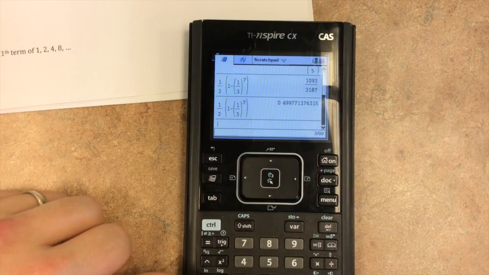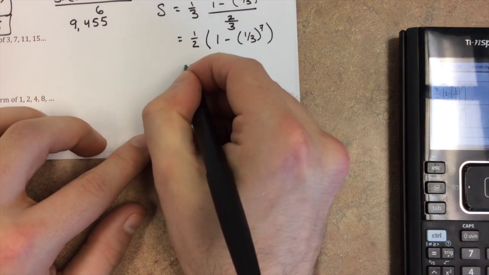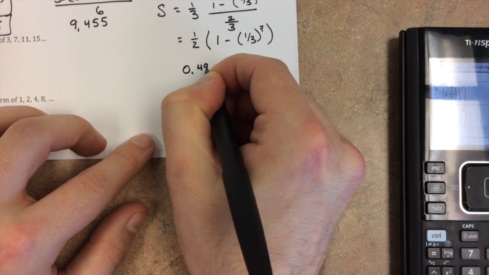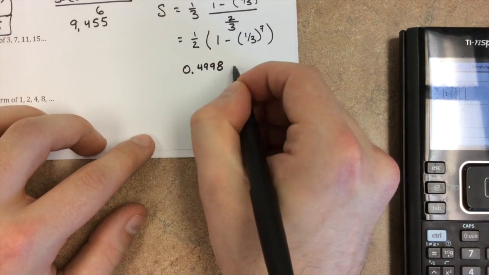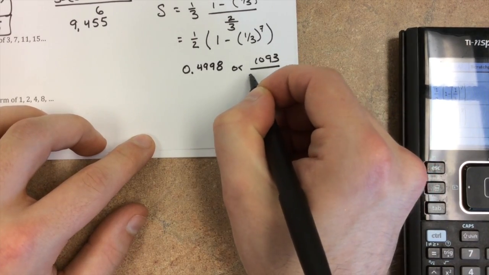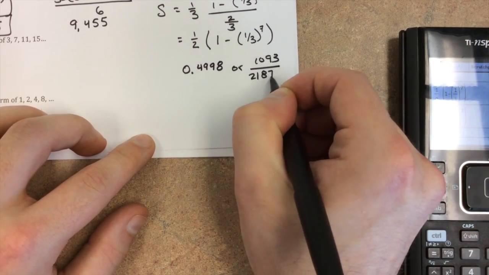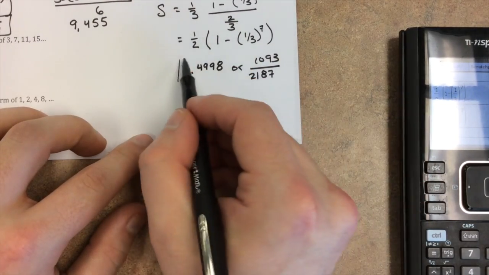And if I wanted a decimal, I can hit Control Enter and I get 0.4998 if I go to 4 decimals, or 1,093 over 2187. Either one of these I'll take for your answer.